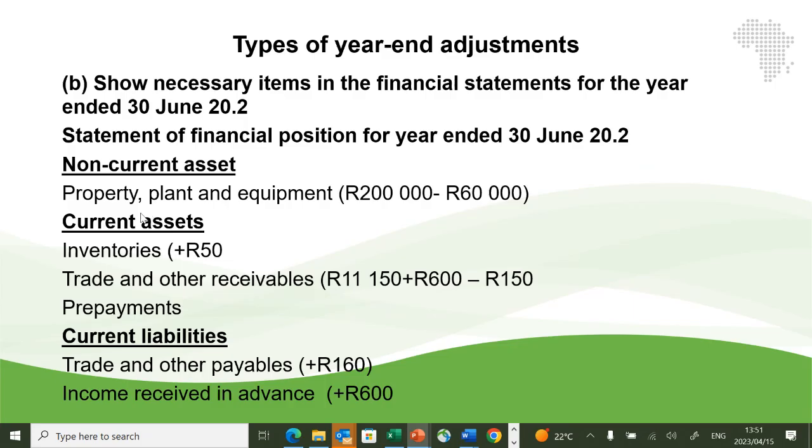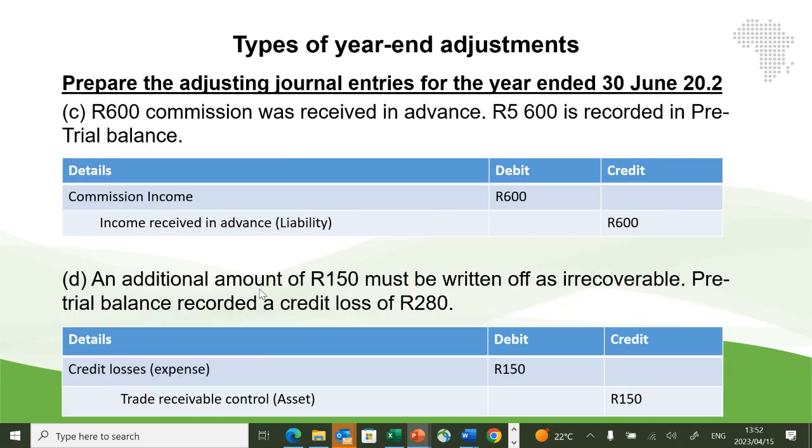Under current asset, we have inventories, we have trade and other receivables, and we also have prepayments. But under inventories, what are we going to include there? We're going to include consumable inventory on hand, which relates to that stationery of what? Of 50. We're going to add it here. We add that 50.